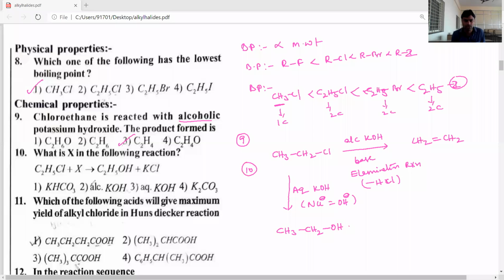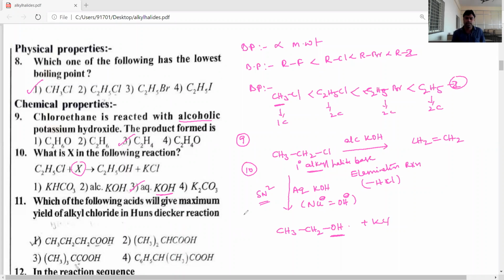Okay, let's see the 10th question. What is X in the following reaction? Chloroethane reacts with X. The products are ethyl alcohol plus the byproduct KCl. Then it is aqueous KOH. Aqueous KOH acts as a nucleophile. Then the alkyl halide converts into alcohol. It is a nucleophilic substitution reaction. It is a primary alkyl halide, so especially it is an SN2 reaction, bimolecular nucleophilic substitution reaction.